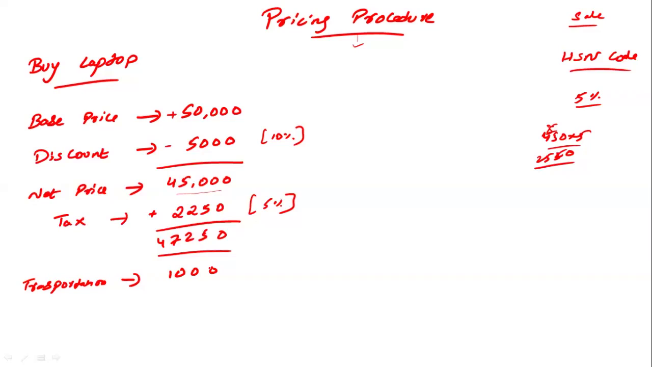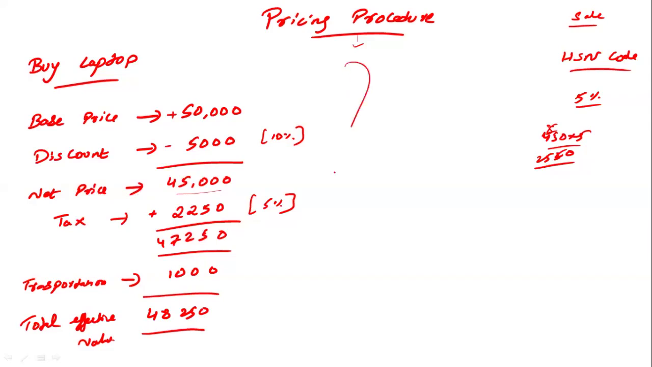Okay, adding this 1,000, your total price comes to 48,250. This is the total effective value. So post all the calculation, the total value of the laptop, or the effective value of the laptop, in SAP terminology, will be 48,250 with the discount, tax, and the transportation.